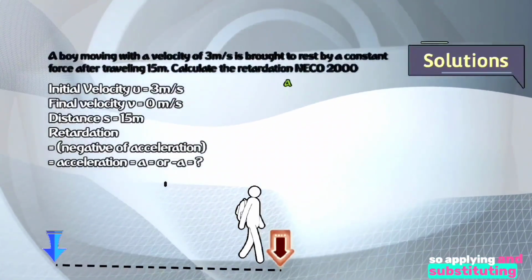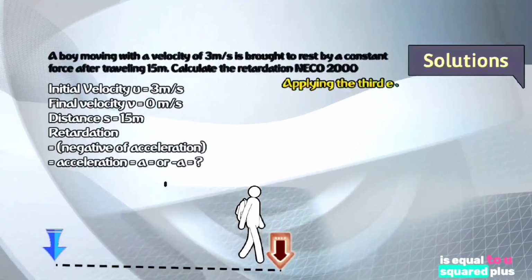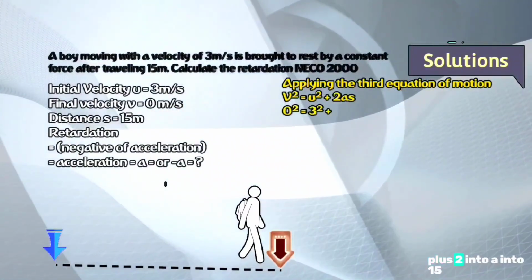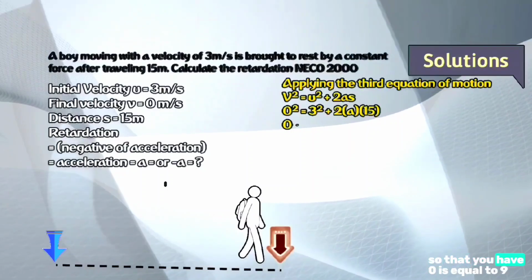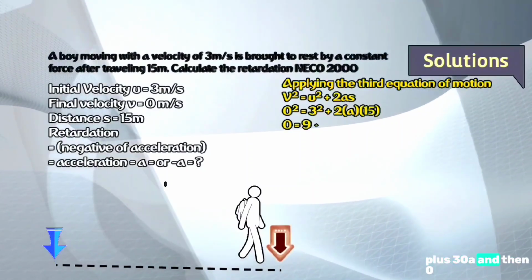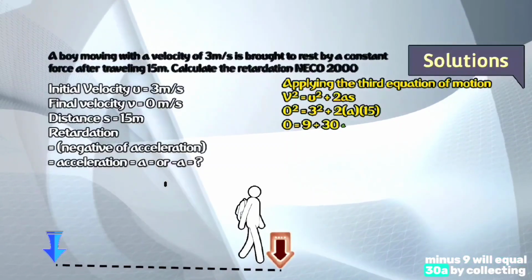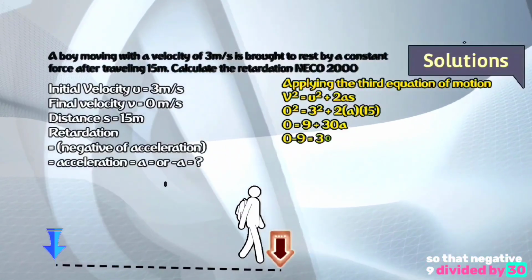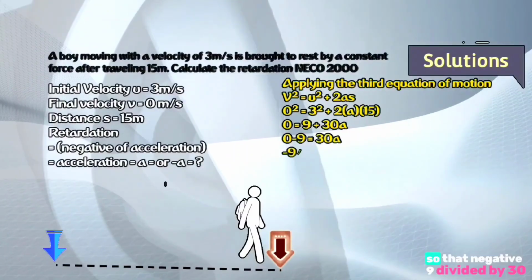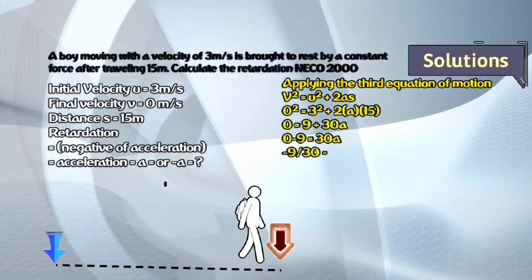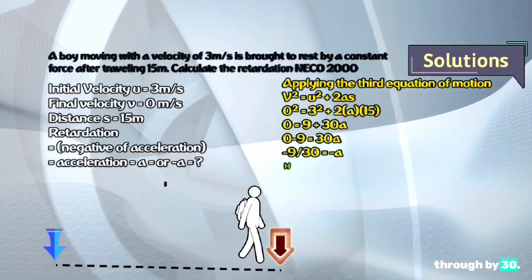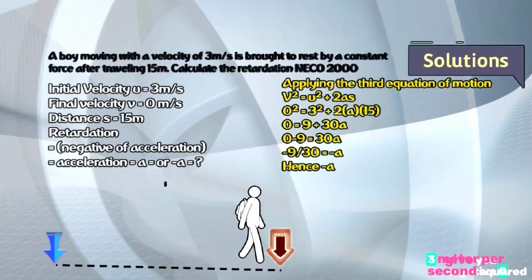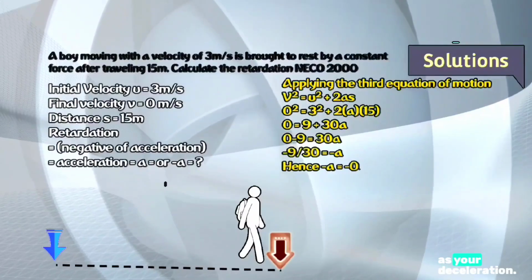So substituting into v squared equals u squared plus 2as, we have 0 squared is equal to 3 squared plus 2 times a times 15, so that 0 is equal to 9 plus 30a. Then 0 minus 9 equals 30a by collecting like terms, so that negative 9 divided by 30 is equal to a if you divide through by 30. Hence, negative 9 over 30 gives you negative 0.3 meter per second squared as your deceleration.